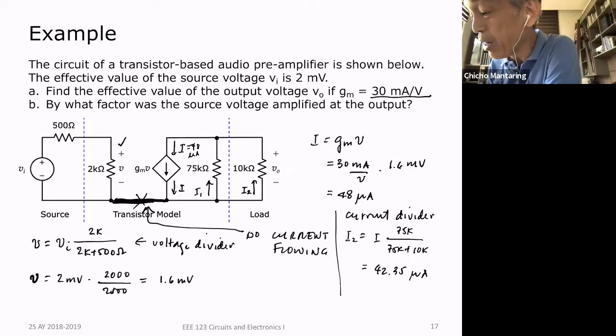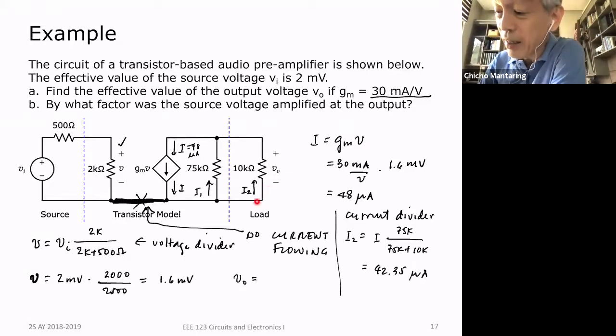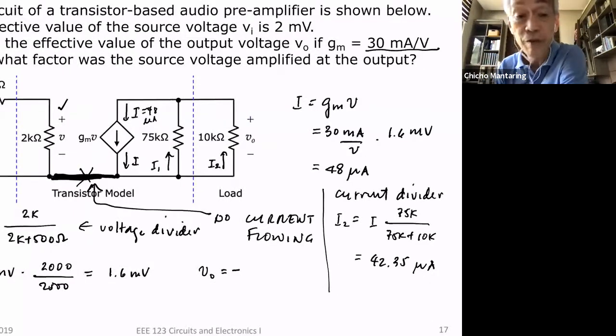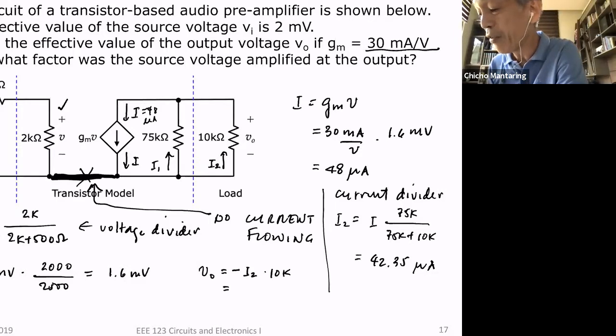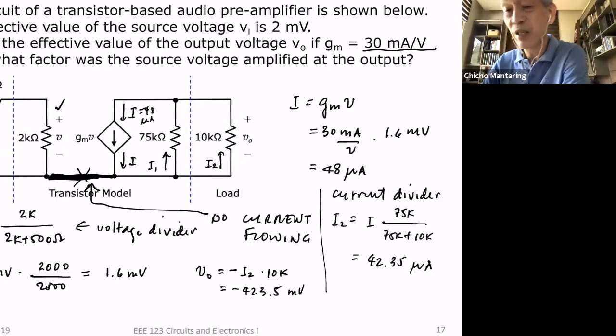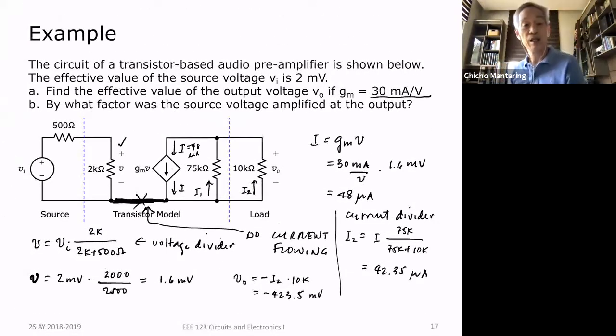So finally, ano yung magiging value ng V sub O? V sub O, now notice, no? The direction of the current I2 is going up, but the polarity of the voltage is going down. So this is opposite the passive sign convention. Therefore, V sub O must be negative. No? V sub O will be negative of I2 times 10K. So I'm going to get minus 423.5 millivolts. So this is my answer.